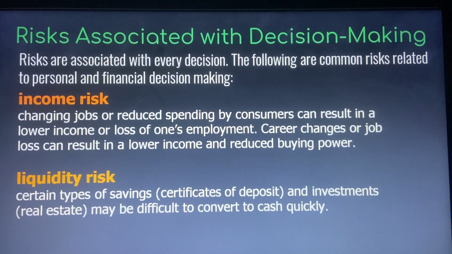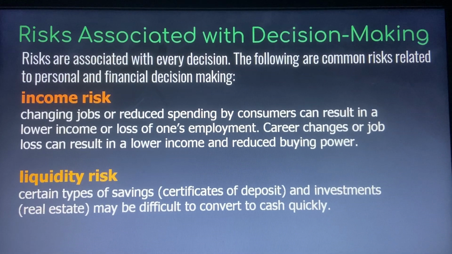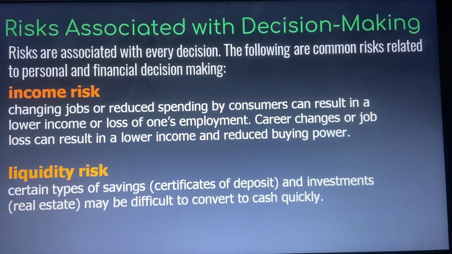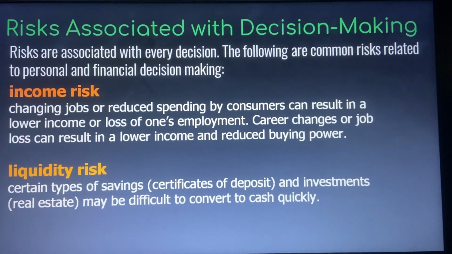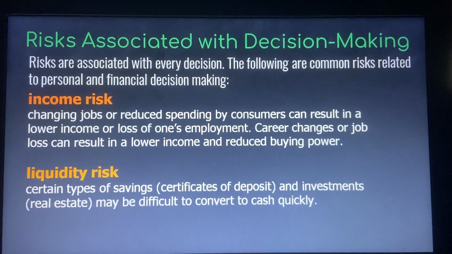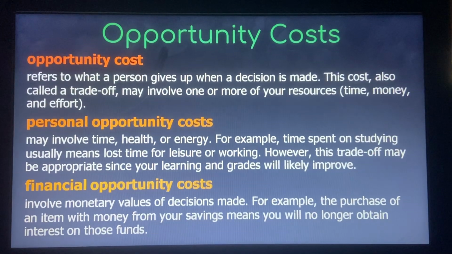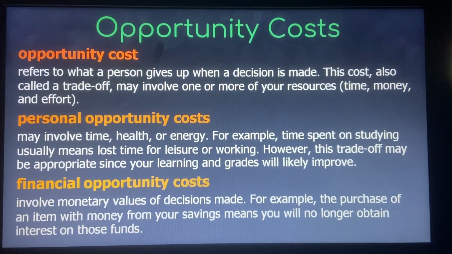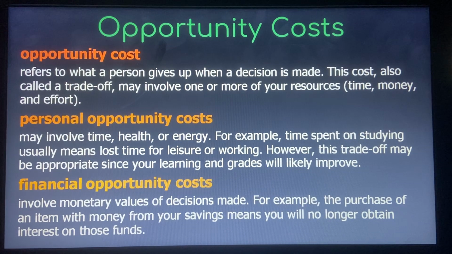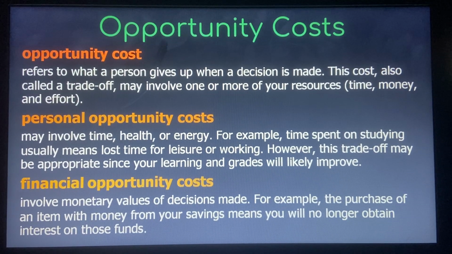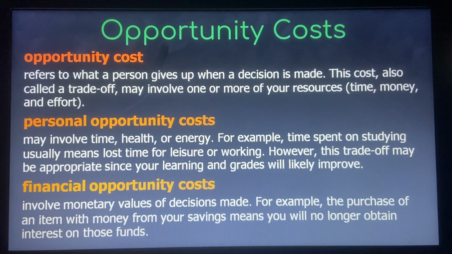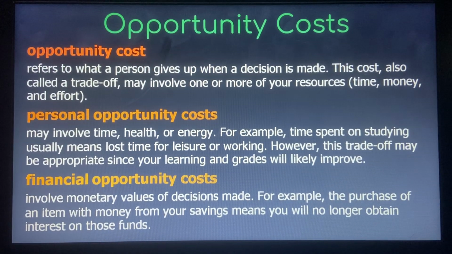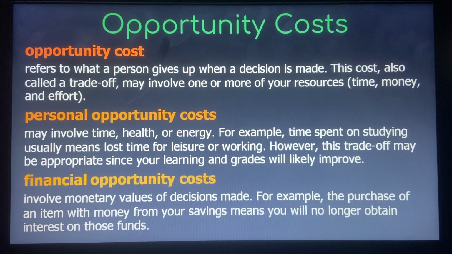That's liquid money. A lot of people don't have access to a lot of liquid cash. A lot of people's money is tied up in stuff. It's not liquid. It's solid. We've heard about opportunity cost. I think most of you know what this is now. This refers to what a person gives up when a decision is made. The cost, also called a trade-off, may involve one or more of your resources, time, money, and effort.